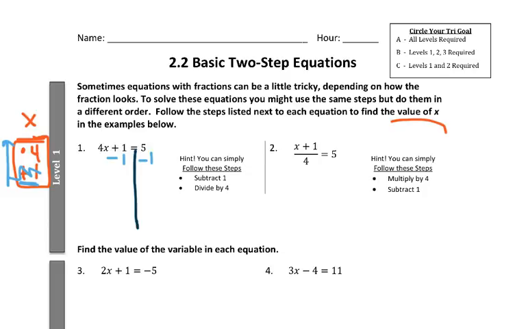Why don't I finish this step? Okay, so we're going to have 4x, and then a positive 1 and a negative 1 is 0. And we still have equals, 5 minus 1 is 4. Alright, okay, back to normal.